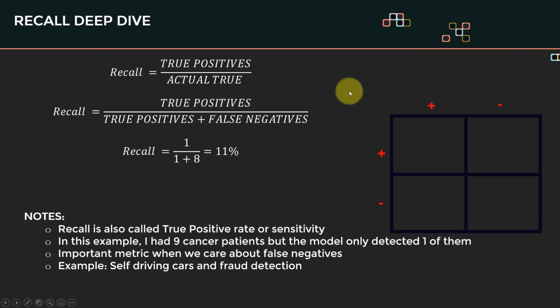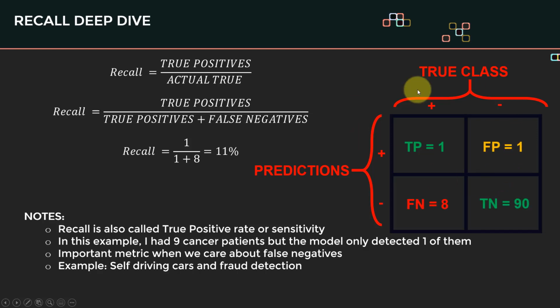Okay, so let's cover the recall deep dive. If you remember, here again we have the same numbers. This is essentially the model performance. Recall is simply true positives, which is what we got here, divided by the column, true positives plus false negatives. So 1 divided by 1 plus 8, which is 9, will give me 11%. Recall is also called the true positive rate or sensitivity. In this example, I had 9 cancer patients, and the model was only able to detect 1 of them. Recall is an important metric when we care about false negatives, basically, when we care about how many of those 9 patients I was able to detect. Examples of that are self-driving cars and also fraud detection.